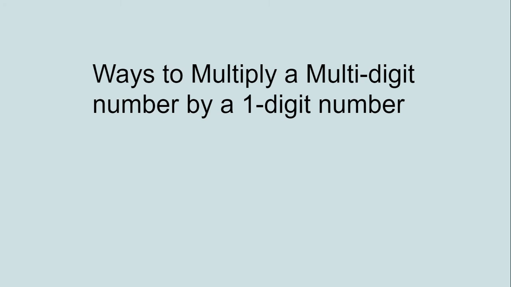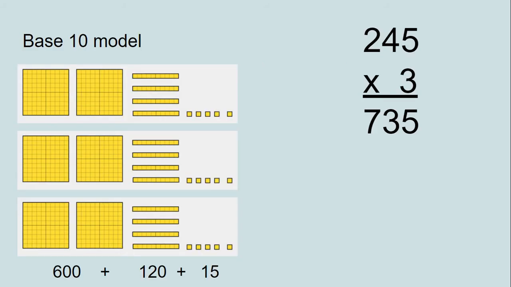Hi, today we're going to review all the ways to multiply a multi-digit number by a one-digit number that we've learned in class. The first way we learned was the base 10 model. So if I have 245 times 3, what I'm going to do is I'm going to draw 245 with base 10 blocks, and I'm going to do that 3 times.